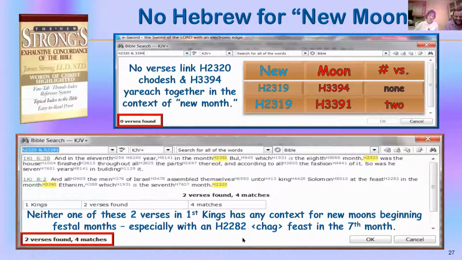Okay, so this is something that you should know about, because people may bring this verse to you as a controversial verse. But you know what? It's only one, and it's a non-Torah verse. That's something to remember as well.